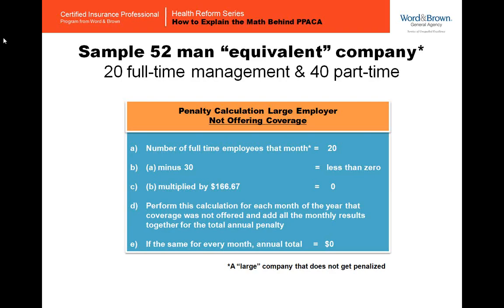Because what's going to happen if he is a construction company and during those 3 months of the summer, he adds on a bunch of seasonal full-time people, roofers, drywallers, whatever it may be, then suddenly he may have a penalty evolve because he is a large company, and then suddenly he might be over that 30 limit. We'll take a look at that in a minute.